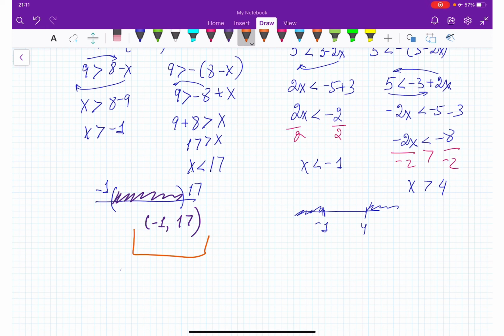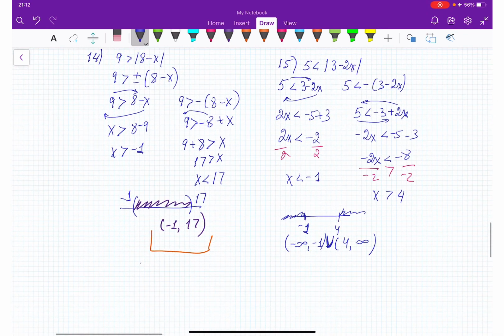So less than -1 is going to be negative infinity, parentheses, -1. And here we get 4, comma, positive infinity. And in the middle, it's going to be what? The sign of or. And we are done.